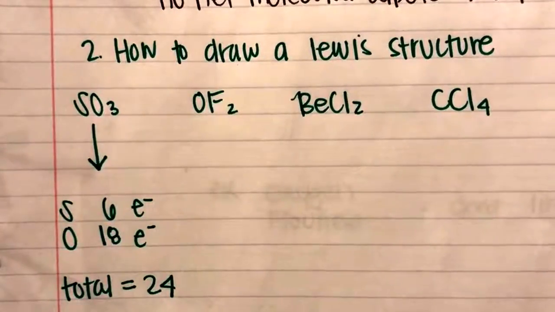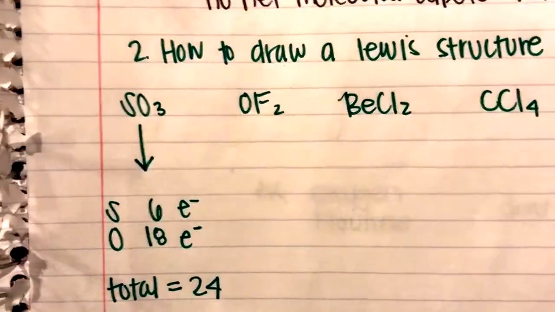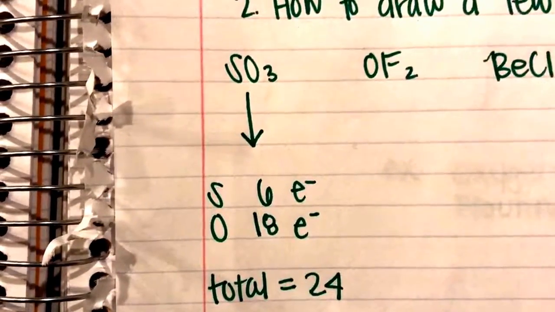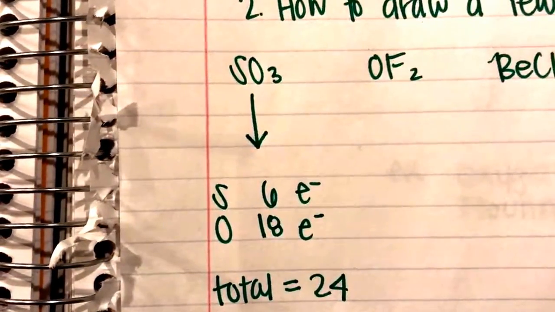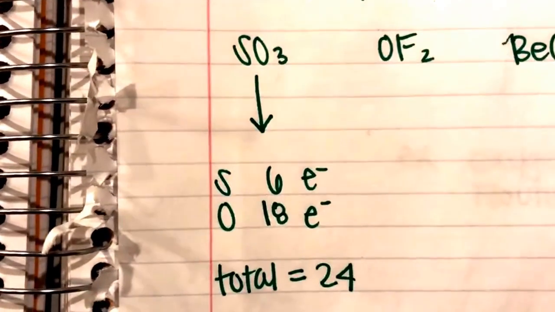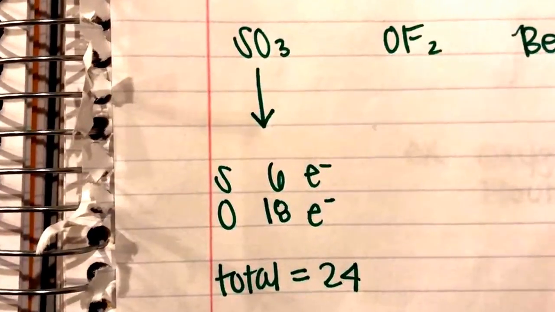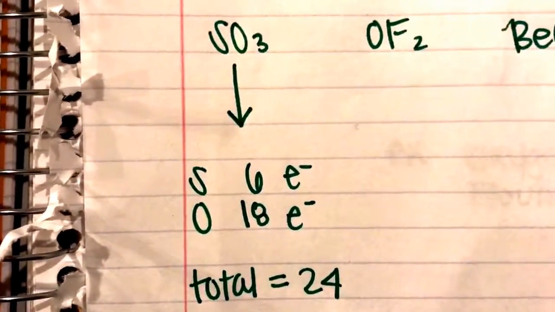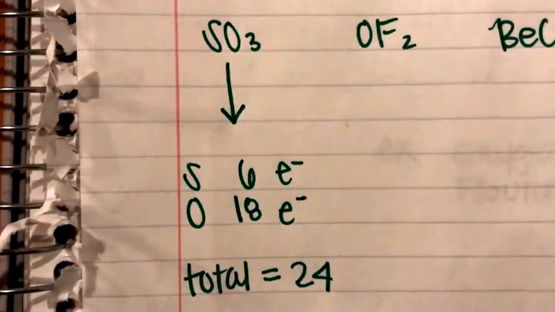Next, we're going to do the Lewis structures for each molecule. First, let's look at SO3. The valence electrons in sulfur is 6. The valence electrons for oxygen is also 6. However, there are 3 oxygens, so that will be 18 valence electrons, having a total of 24 valence electrons in our Lewis structure.